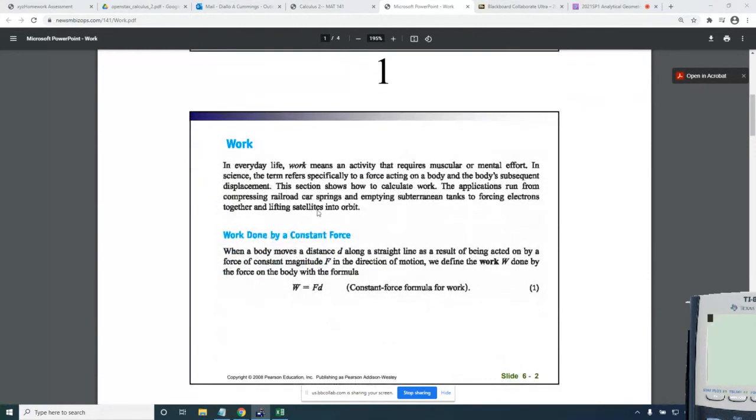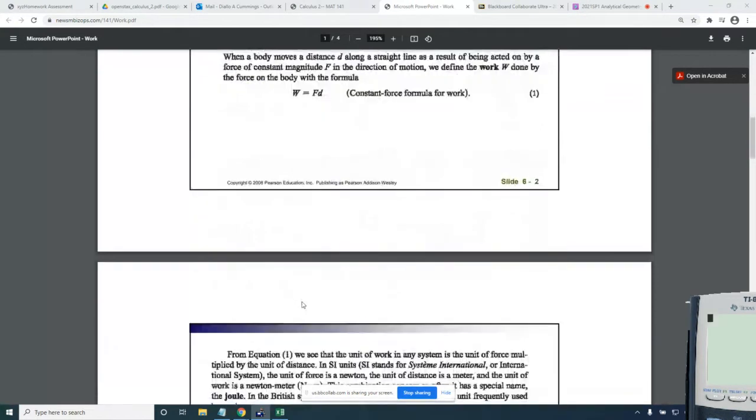In everyday life, work basically requires muscular or mental effort. But mathematically, the way that we calculate work is by taking a force and moving that force a set distance. Once we multiply those two, that would give us work, in its most basic definition.